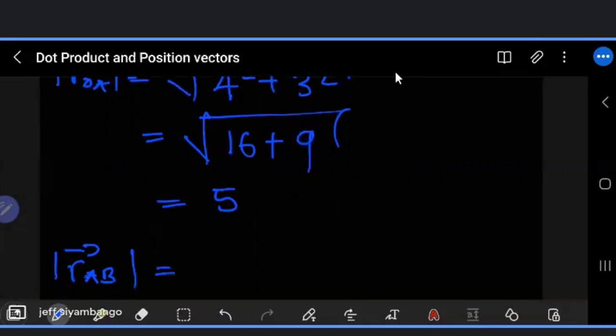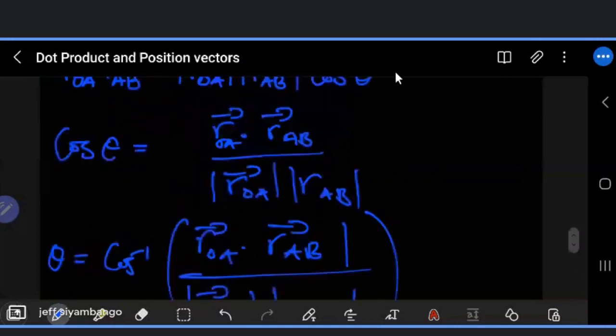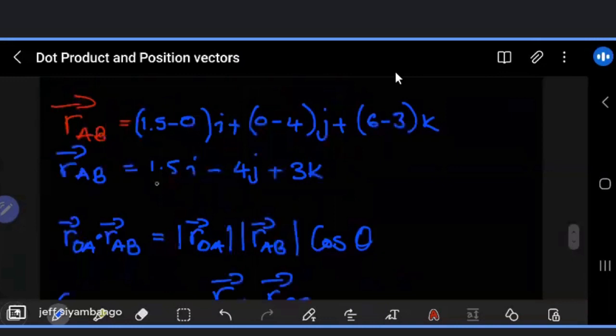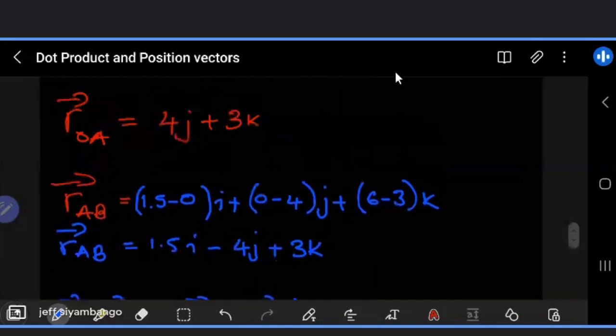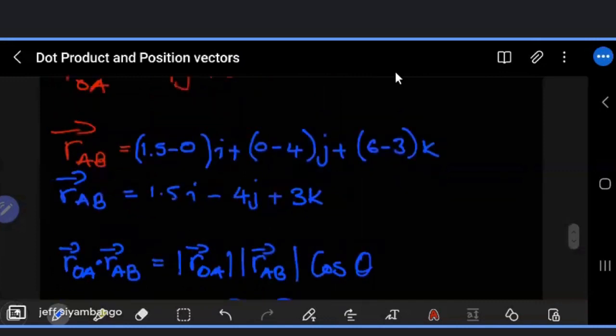For RAB, what do we have? RAB, we had 1.5, 4, then a 3. No, is this the one? Yes, that's the one. 1.5, 4, then 3. So let's see how it goes.